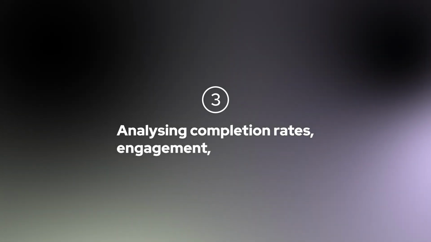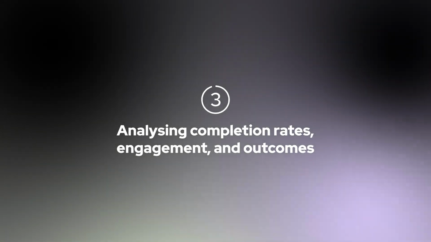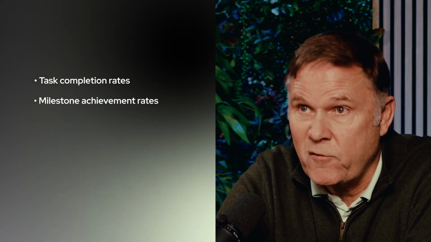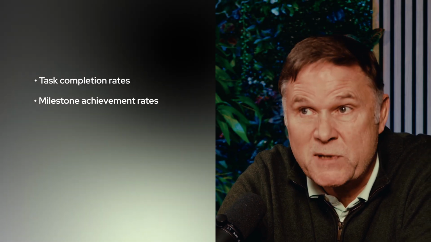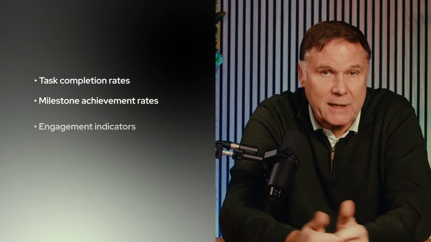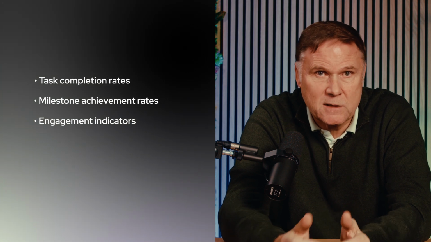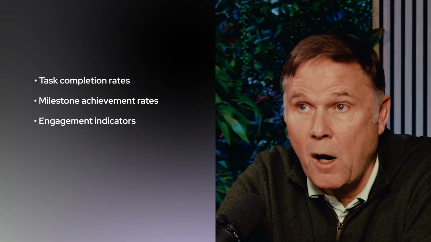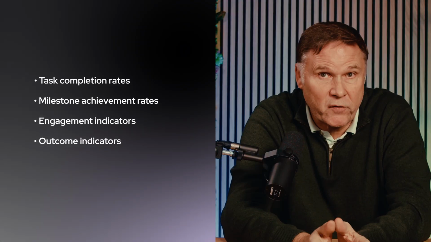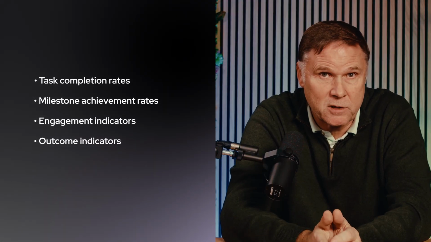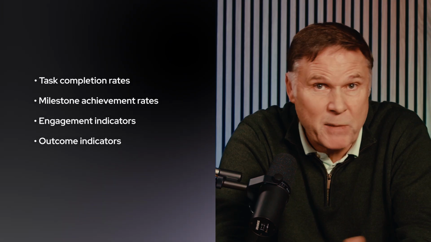Step 3, analyzing completion rates, engagement, and ultimately, the outcomes. Beyond the dashboards, Bertie provides key metrics to help you evaluate performance. Typical metrics include task completion rates by stage or by pillar, milestone achievement rates, for example, how many ventures reached problem solution fit by the end of the calibrate, engagement indicators, logins, submissions, resource usage, or indeed outcome indicators, POC approvals, number of pilots launched, funding secured, or spin-out decisions.